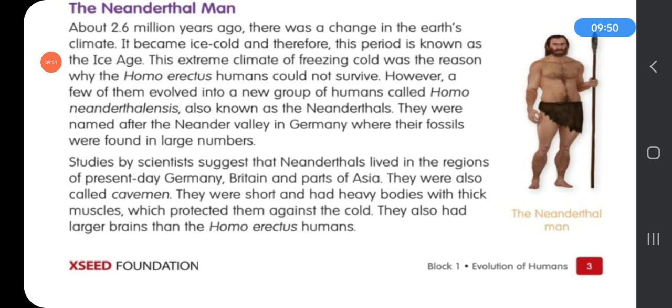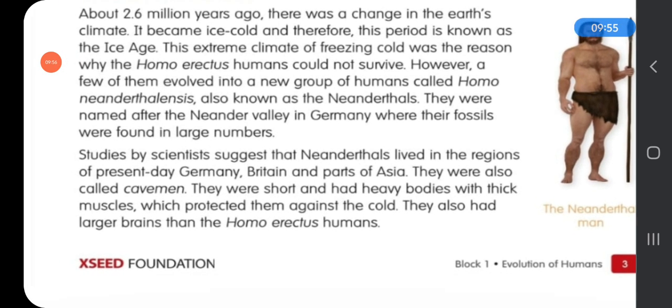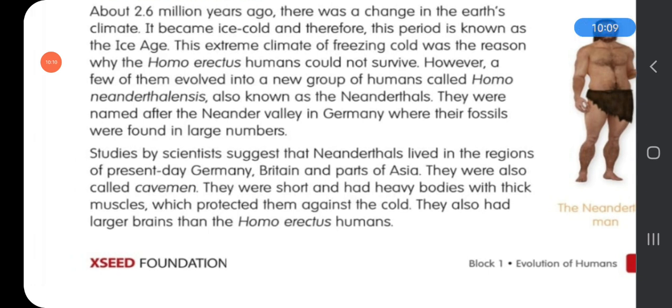Where is the Neander Valley located? In Germany. And fossils of Neanderthals, or neanderthalensis, were found in Germany near Neander Valley. Studies by scientists suggest that Neanderthals lived in the regions of present-day Germany, Britain and parts of Asia. They were also called cavemen. Which group of humans is called caveman?